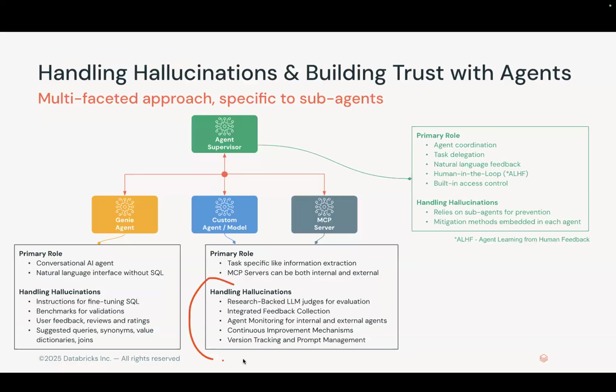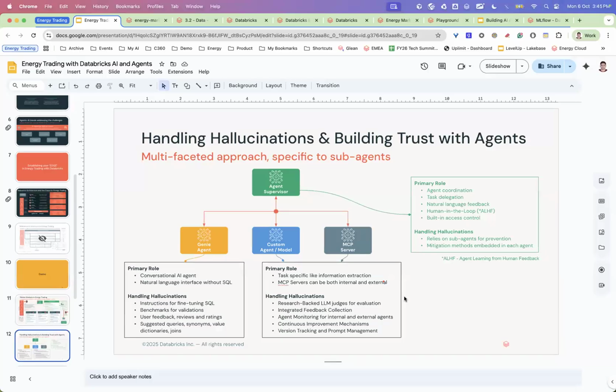But also, if you're creating your own agent, say for example a RAG agent which is reading regulatory documents and PDF files, and you need to use this information with Genie, which is a structured agent, there are capabilities around LLM judges, evaluation, and feedback mechanisms to address hallucination. And whichever way you build the agent, it really doesn't matter.